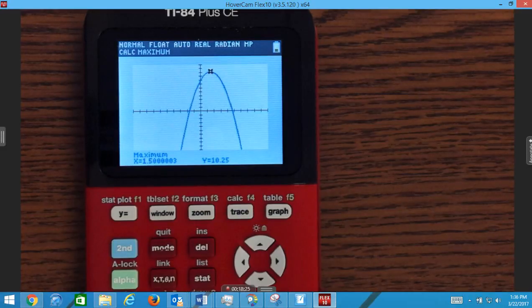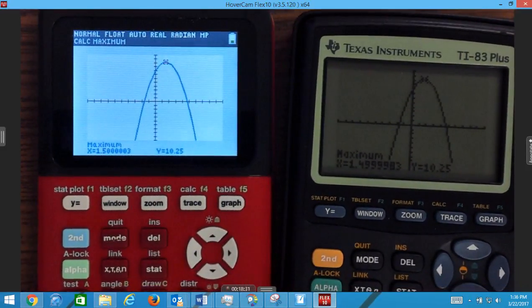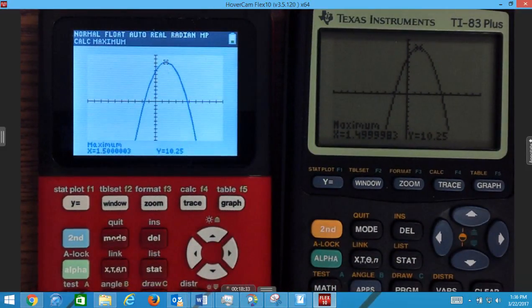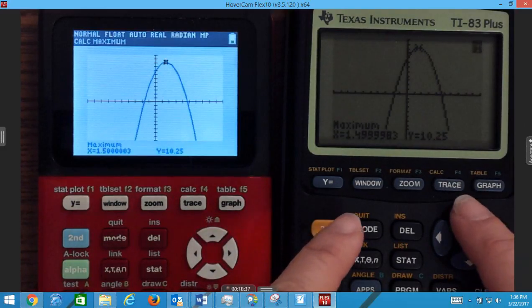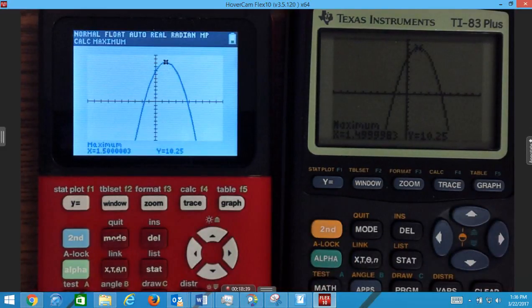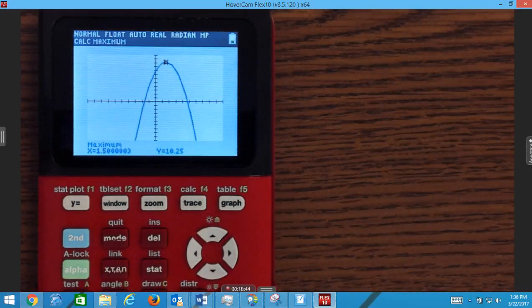So I see some of us have different answers for the maximum. It's kind of hard to see Lyndon's on here. Anyway, his says like 1.4999983, and mine says 1.500003. And I did this in the other class, and it said 1.50000, and I think it was a 6 in the other class.